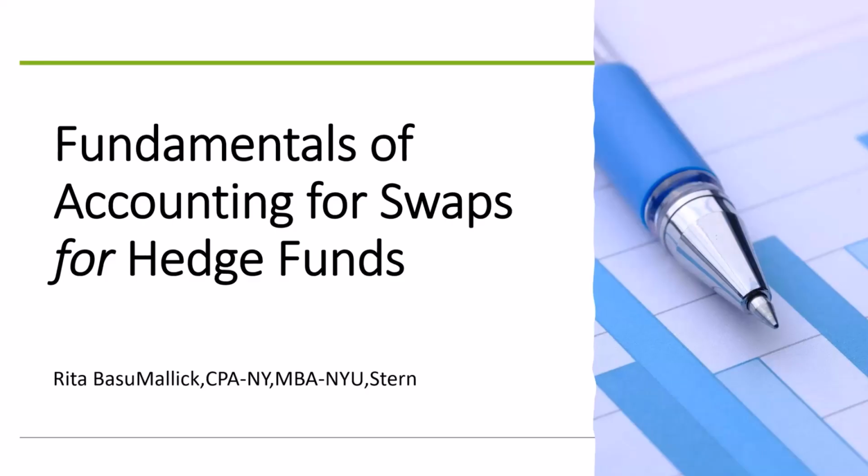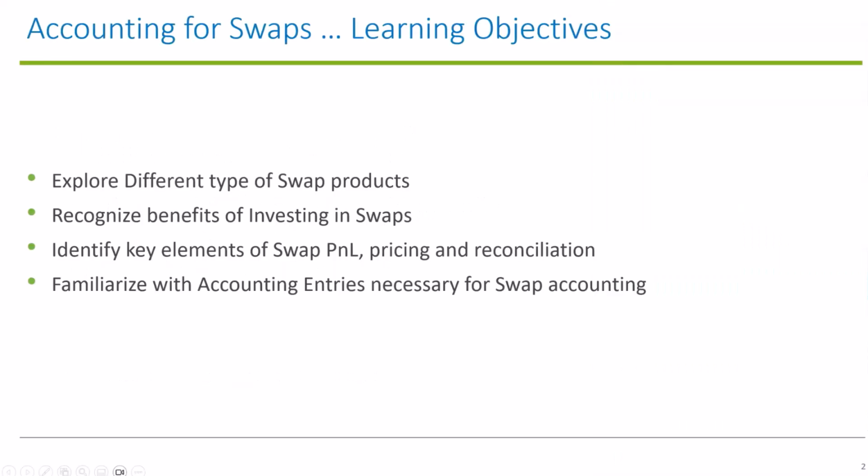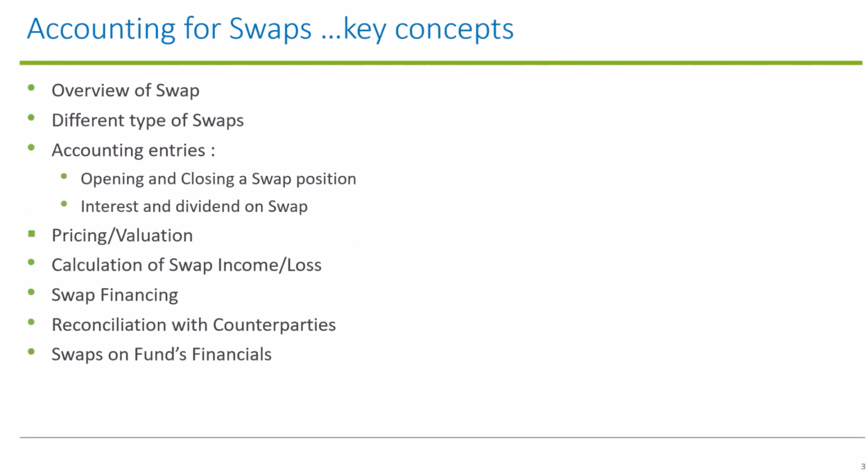What are the takeaways that we are going to look at from this course? So our objective will be to understand what is a swap. We will go over different type of swap products that the hedge funds do trade in. Then we will look at the benefits of investing or trading in swaps, identify the key elements of a swap P&L, like what happens, how do you make money out of trading in swap, okay? Then we are going to look at how do you price a swap position, how do you reconcile it against counterparty, and finally we will look at the accounting entries necessary for swap accounting.